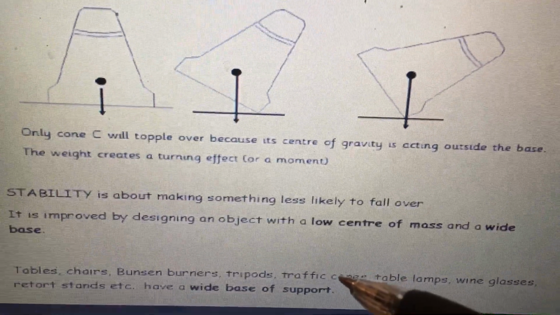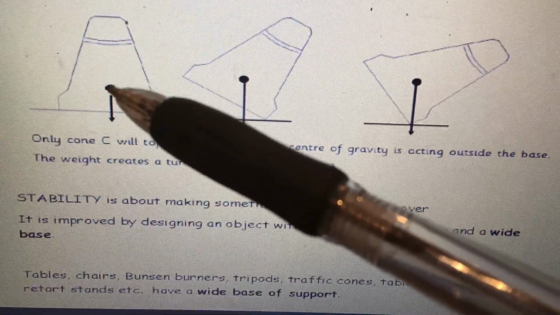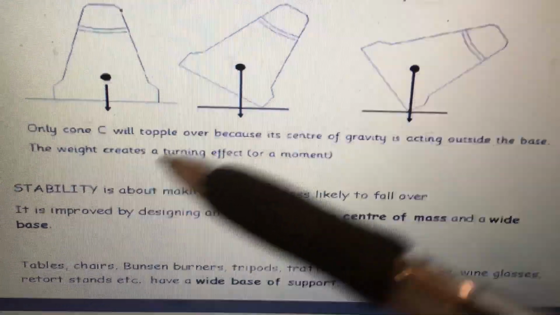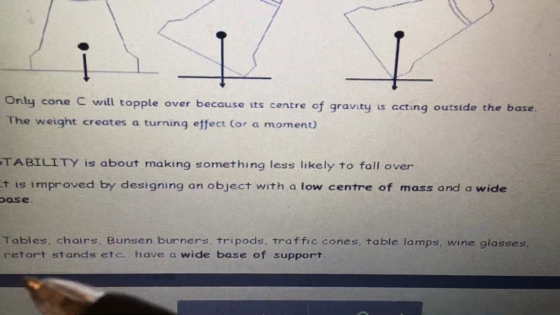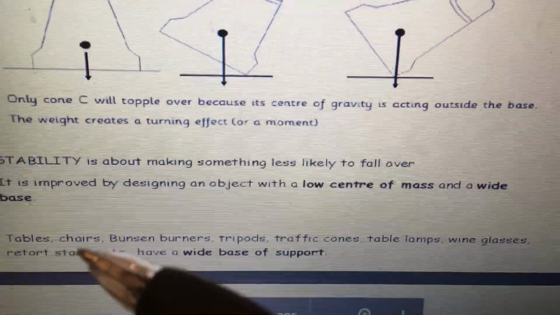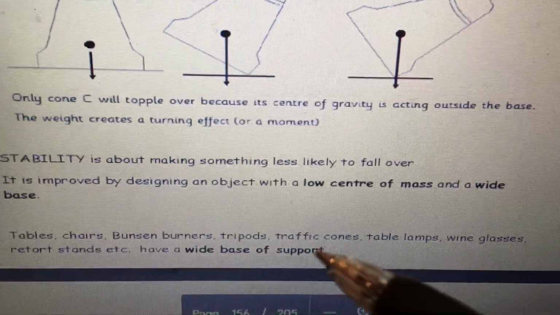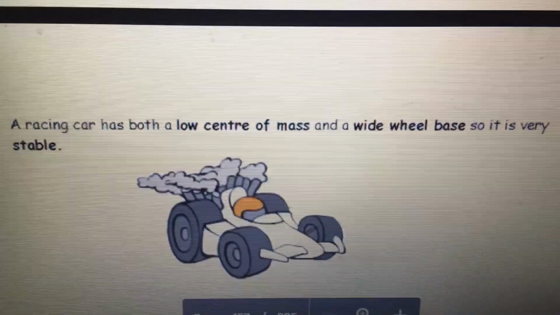So stability of an object is about making something less likely to fall over. It is improved by designing an object with a low centre of gravity, so the centre of gravity should be as close to the base as possible, and it should also have a wide base. Examples of stable objects which have a low centre of gravity and a wide base are tables, chairs, Bunsen burners, tripods, traffic cones, table lamps, wine glasses, retort stands. They all have a wide base of support.